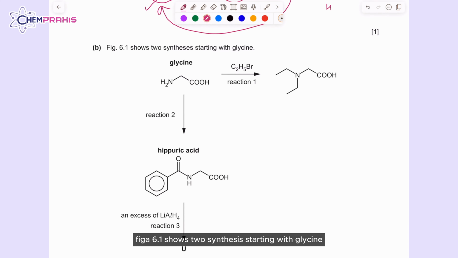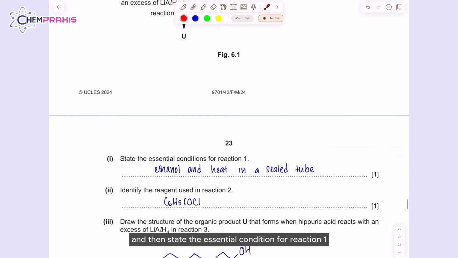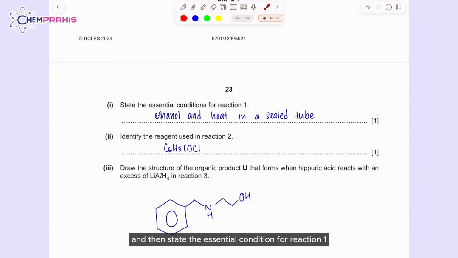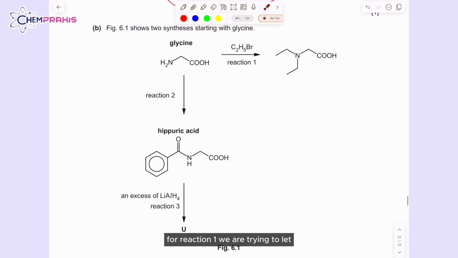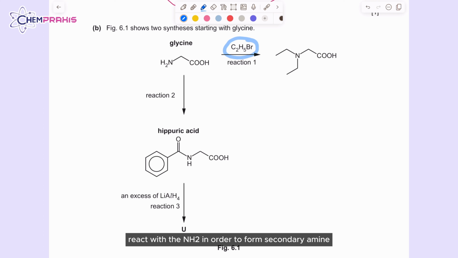Next question, figure 6.1 shows two syntheses starting with glycine. State the essential condition for reaction 1. For reaction 1, we are trying to let C2H5Br react with the NH2 in order to form secondary amine. Oh no, this one is a tertiary amine because the nitrogen is bonded to 3 carbons. So this is nucleophilic substitution.